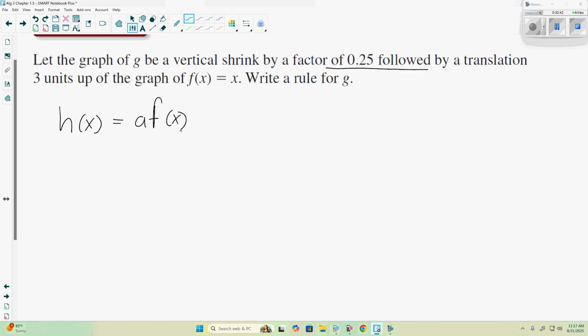Now the amount that we're shrinking this by is, so we're going to replace a with 0.25. Now what is f of x equal to? X, yes? So we'll replace f of x with its function.